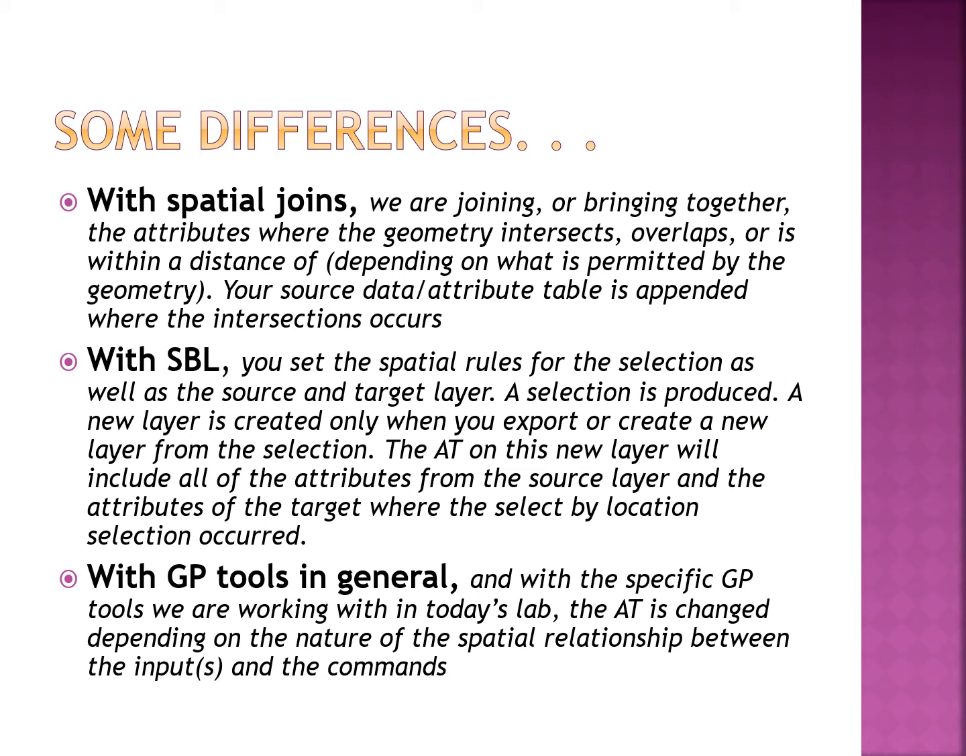There are some differences with spatial joins. We are bringing together attributes where the geometry intersects, overlaps, or is within a distance, depending on what is permitted by the geometry. And your source data table is appended where the intersection occurs. With select by location, you set the spatial rules for the selection as well as the source and target layer, and a selection is produced from that. A new layer is created only when you export or create a new layer from the selection.